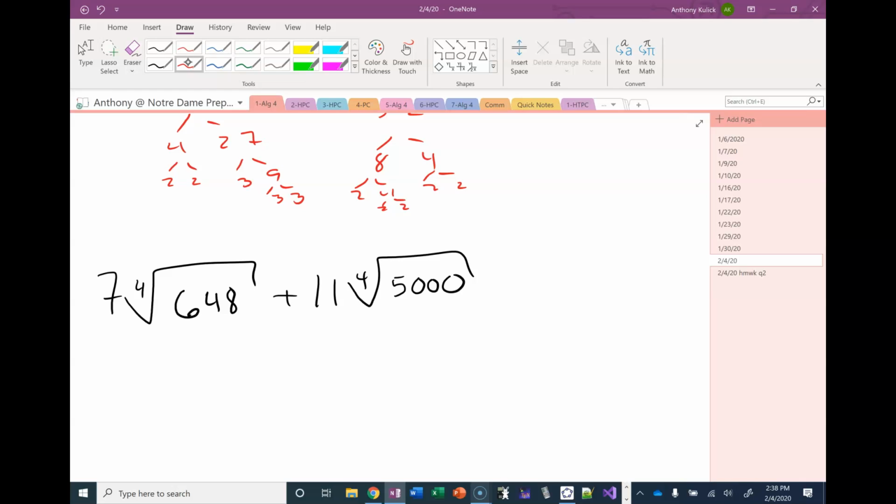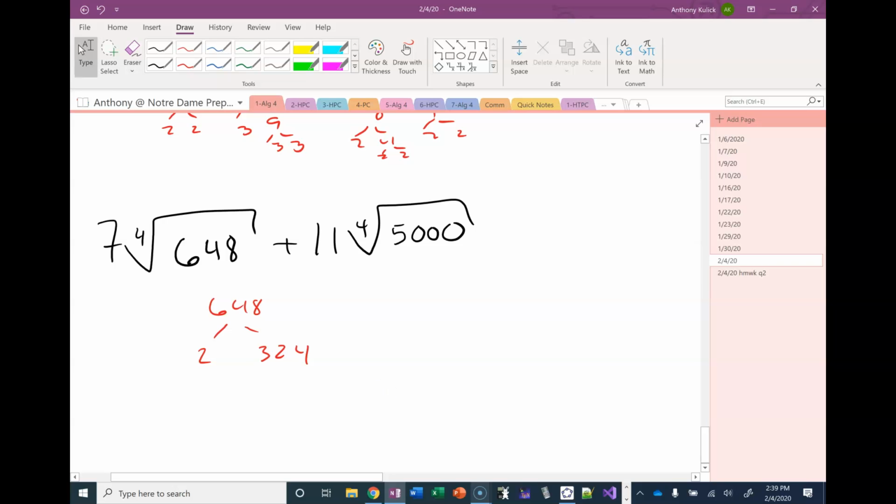Okay. 7 fourth roots of 648 plus 11 fourth roots of 5,000. What should I do first? Prime factorization, okay. 648 breaks up into what two numbers? 2 and 324. Everybody buy that? 2 and 162. I think, nope. Oh, yeah. Yeah, 162. Good.